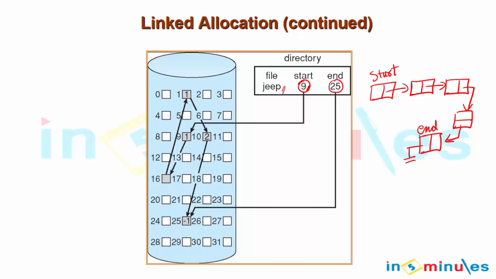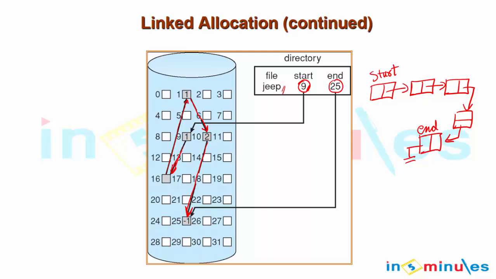As we can see in the current diagram, the Jeep file starts at location 9. 9 refers to location 16. 16, after reading, refers to location 1. 1 refers to location 10. 10 refers to location 22 and location 25, and 25 ends the entire file.